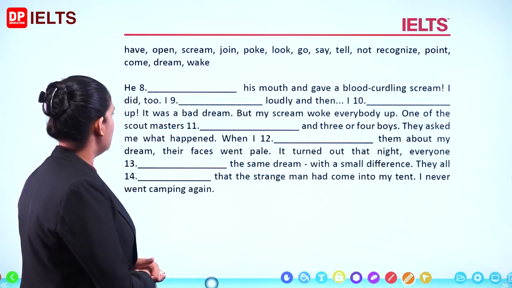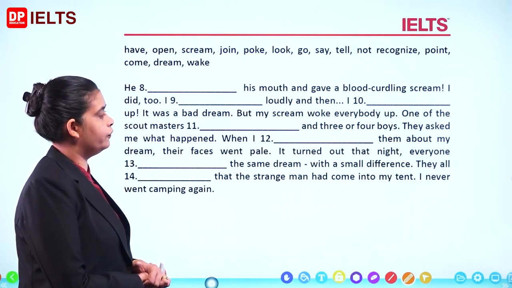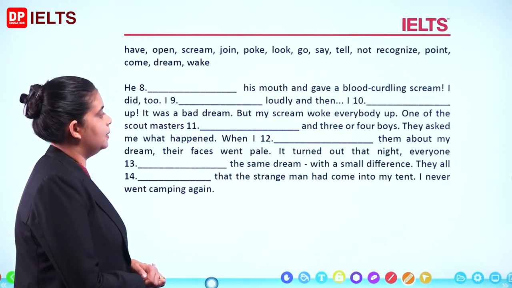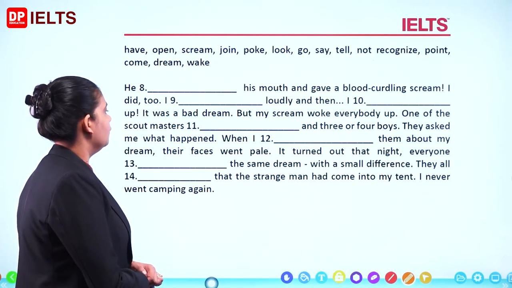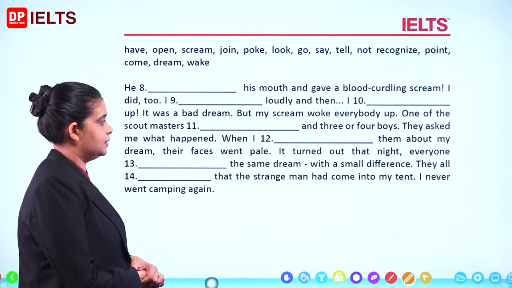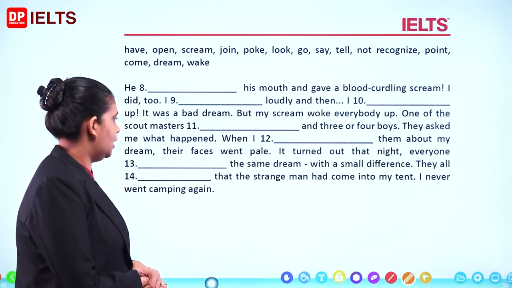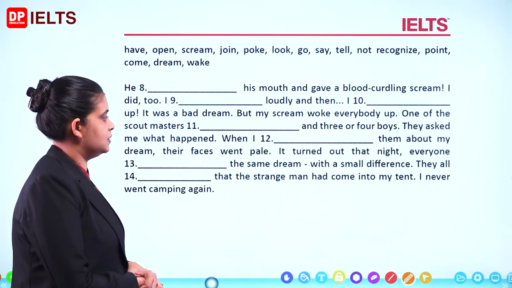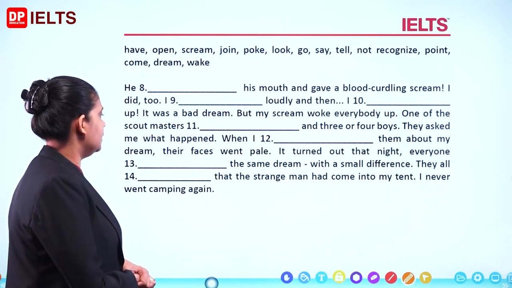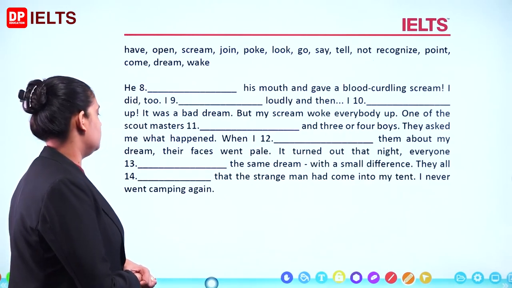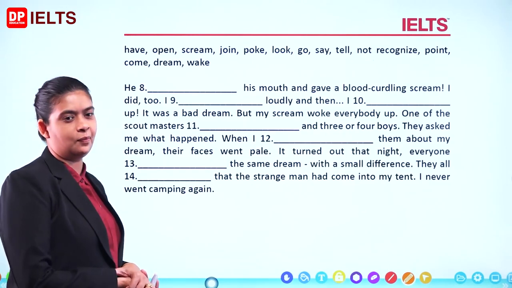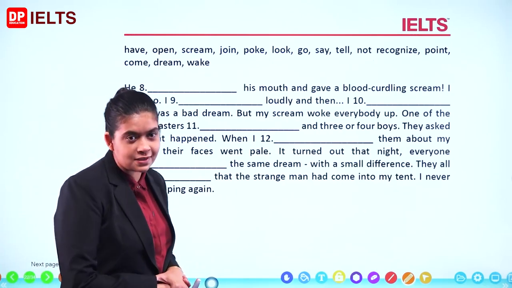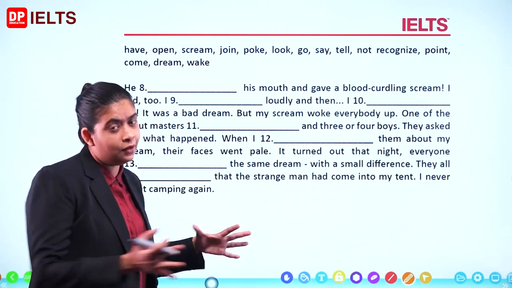One of the scout masters and 3 or 4 boys. They asked me what happened. When I them about my dream, their faces went pale. It turned out that night everyone the same dream with a small difference. They all that the strange man had come into my tent. I never went camping again. Okay, so it was a scary experience. So there's a man who had come.